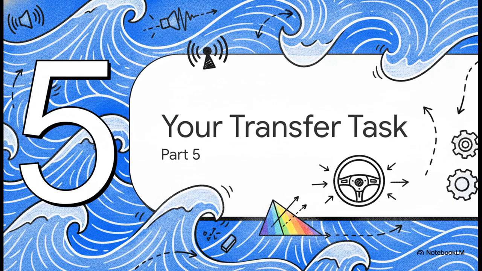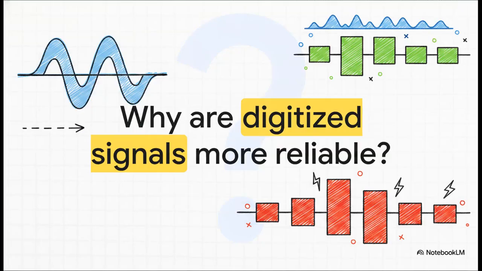And finally, Section 5, your transfer task. It's time to put you in the driver's seat to apply what we've just covered. Here is your transfer task. Based on the wave properties we've explored today, I want you to answer this big question. Why are digitized signals a more reliable way to encode and transmit information? Think about how waves carry energy, how amplitude actually works, and the profound difference between those continuous waves and specific wave pulses. Use the evidence from this explainer to support your claim and argue the case for digital technology.